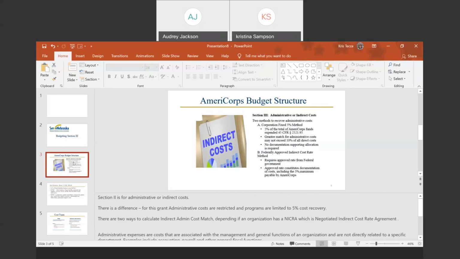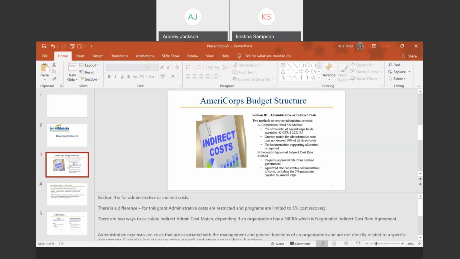First, there's the fixed 5% method. This is outlined in the regulations, and you can find further information at 45 CFR 2521.95. Again, you are limited to 5% of the total funds expended. Math and algebra allows you to multiply 5.26% of the total Section 1 and 2. And when you add the budget, it will be mathematically 5% of the total grant. So that's really how you want to calculate the federal share in Section 3.